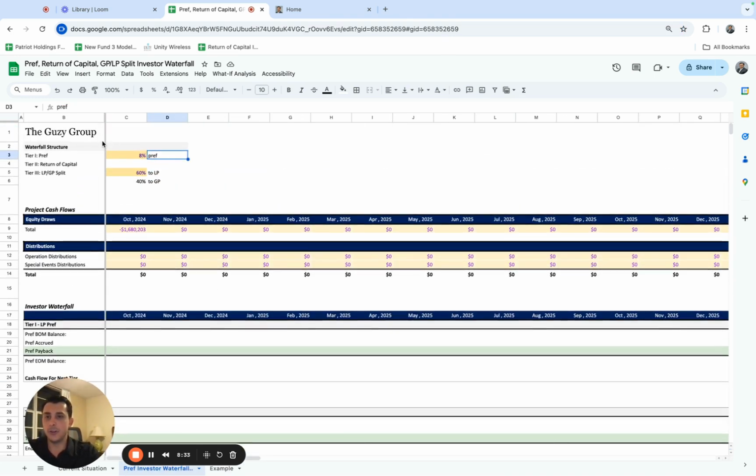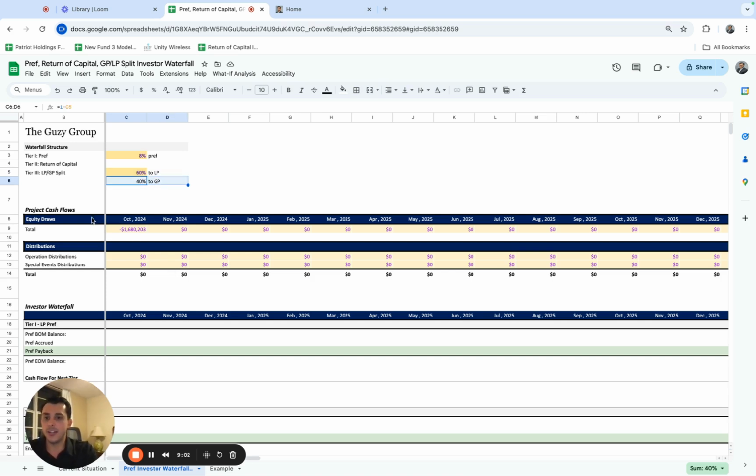So let's start off over here. Like I said in previous videos, you want to make this look pretty because once again, this is going to go to investors, and the more they understand the waterfall, the more likely they are to invest. So what do you want to do at the very top? Put your waterfall structure. The first is a pref, 8% pref. The second is going to be a return of capital, and the third is going to be the LP GP split right over here. 60% to the LP, 40% to the GP.